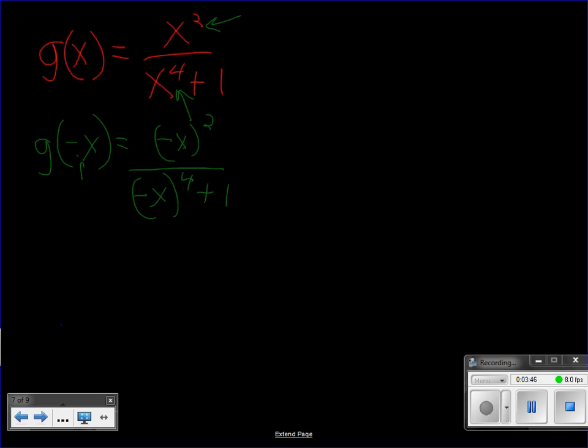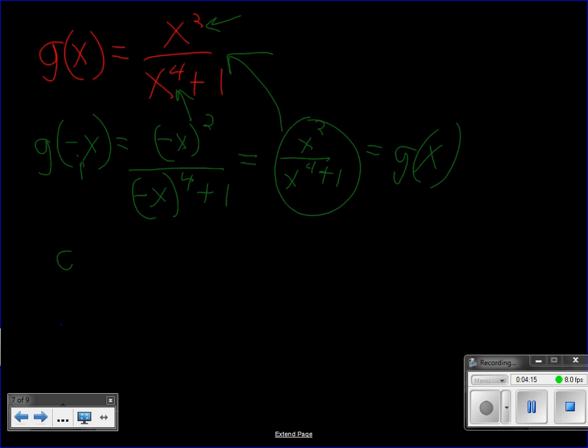Again, these are even powers, so what happens to minus x squared? That becomes just x squared. What happens to minus x to the 4th? It's the 4th power. So if you take minus 1 to an even power, it's going to be positive, so that's just going to be x to the 4th plus 1. Okay, so what's that, though? Oh, that looks like just g of x.